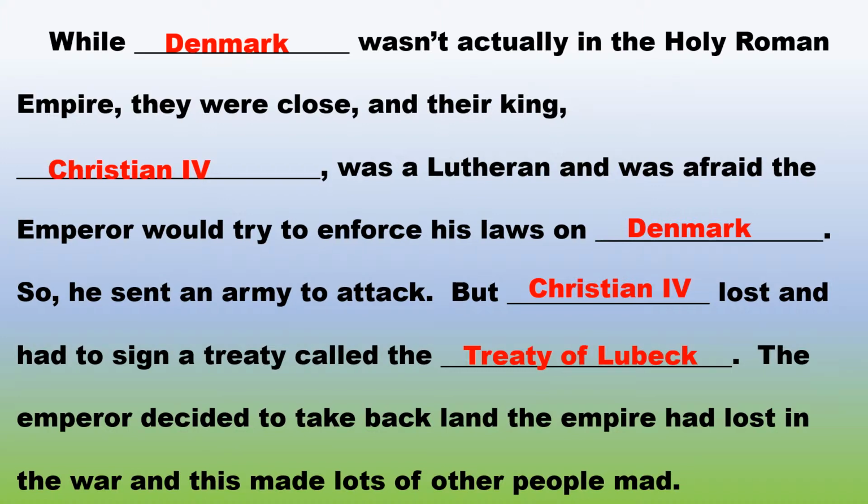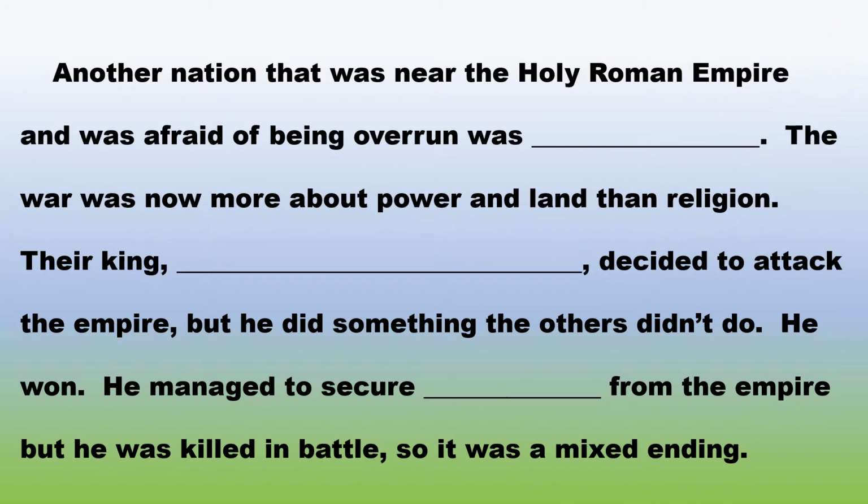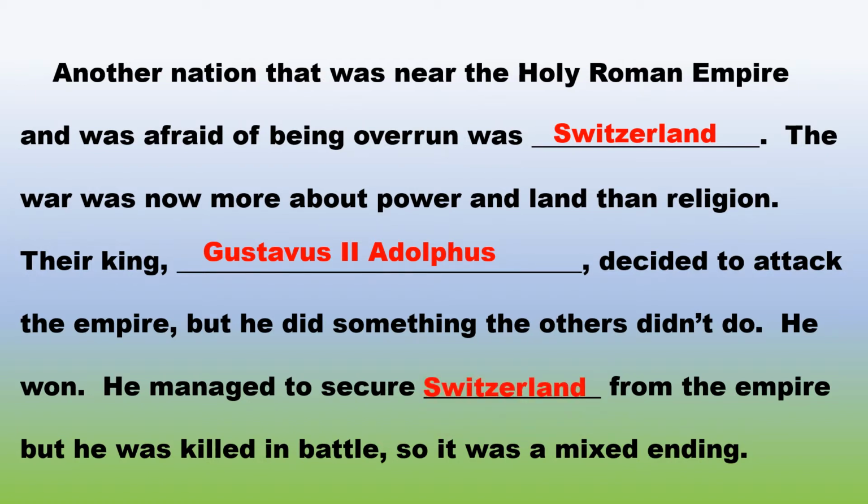The emperor decided to take back land that the empire had lost in the war, and this made lots of other people mad. He was expanding the empire. Another nation near the Holy Roman Empire that was afraid of being overrun was Switzerland. The war was now more about power and land than religion. Switzerland's king, Gustavus II Adolphus, decided to attack the empire, but he did something that other people didn't do. He won. He managed to secure Switzerland from the empire, but he was killed in battle, so it was kind of a mixed ending.